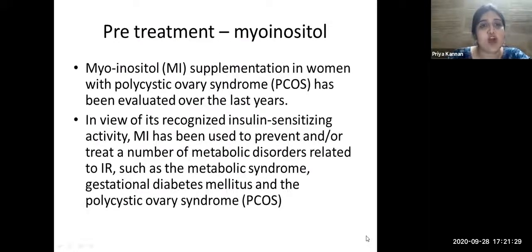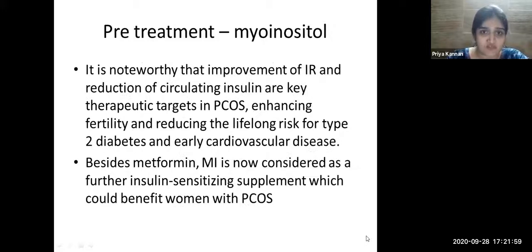The next most common thing that is used now is the myoinositol. It is a supplementation in women with polycystic ovarian syndrome. It has been quite extensively used in the past few years, and there are lots of papers coming out as well. It is a recognized insulin sensitizing activator and has been used to prevent or treat a number of metabolic disorders related to insulin resistance, such as metabolic syndrome, gestational diabetes, and polycystic ovarian syndrome.